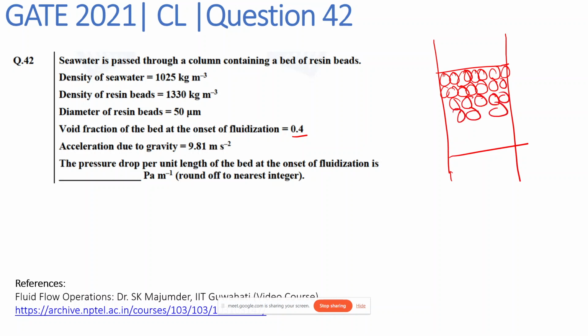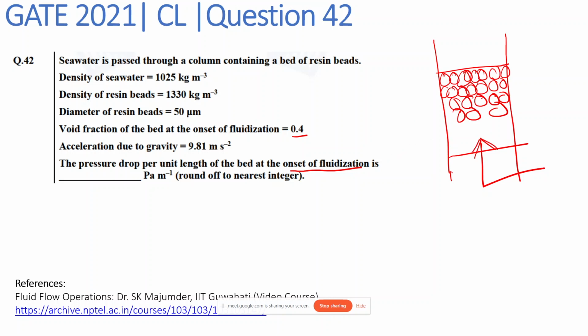And then if we pass any fluid from the bottom, then at a certain velocity this packed bed will fluidize, that is, these particles will start to flow. That velocity is known as minimum fluidization velocity, and that condition is known as onset of fluidization or incipient fluidization. So in most of the questions we will be asked to find the pressure drop per unit length across the bed at the onset of fluidization.